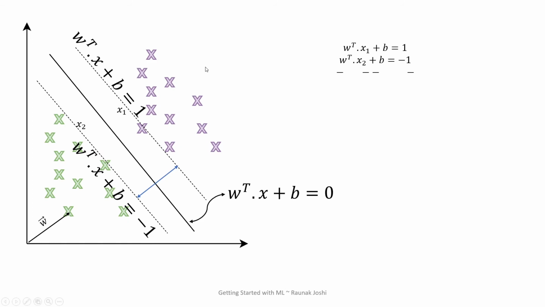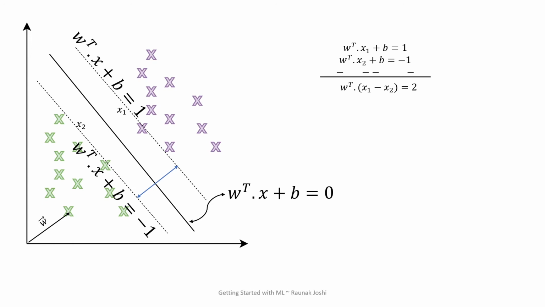So like I said, W transpose into x of 1 plus b is equal to 1, and W transpose into x of 2 plus b is equal to minus 1, which is basically going to get subtracted. Alright, so I am trying to subtract x1 minus x2. That is the equation that I want to find in order to get the distance of that margin, which actually gets calculated to this, which is W transpose into x of 1 minus x of 2 is equal to 2.